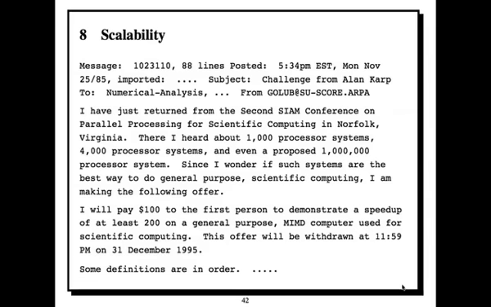So there's a bit of history here, but this is NANet in its original incarnation, and an email from Alan Karp, who'd been at the 2nd SIAM conference on parallel processing in Norfolk, many years ago. Where's the date on this thing? 85, a while ago, 25 years ago. So what he said was, I've heard talk about 1,000 processor systems, 1,000,000 processor systems, but I don't believe anybody can get a speed up of 200. And he put some money on it, and that was great. And everybody got excited about it.